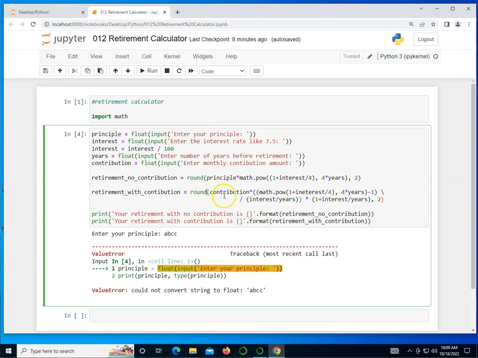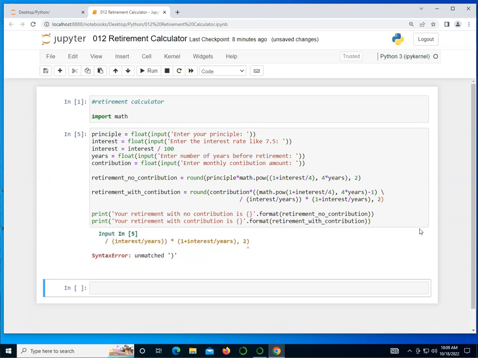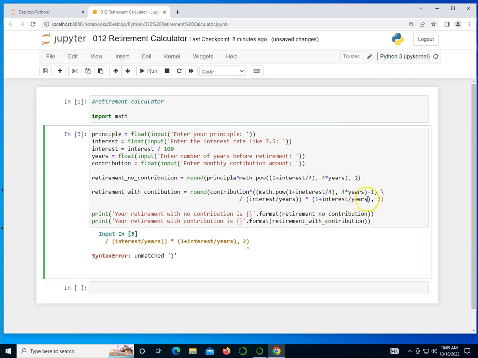Let me just double check to make sure I got all the parentheses straight. So this looks good. -1 divided by parentheses. Yeah, it looks good, so hopefully we'll see. Let's do Shift Enter. Nope, it doesn't like it. It says it's unmatched. So there is a parentheses missing right here, and I need to find out where that is.